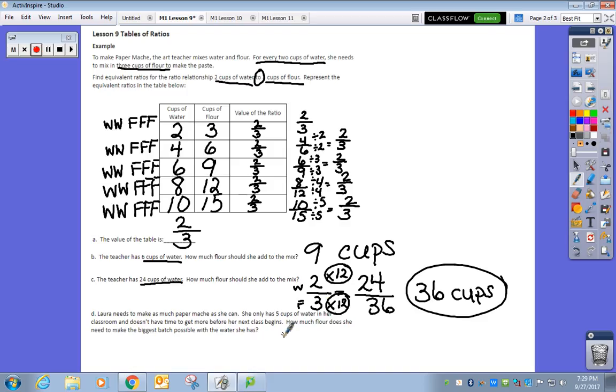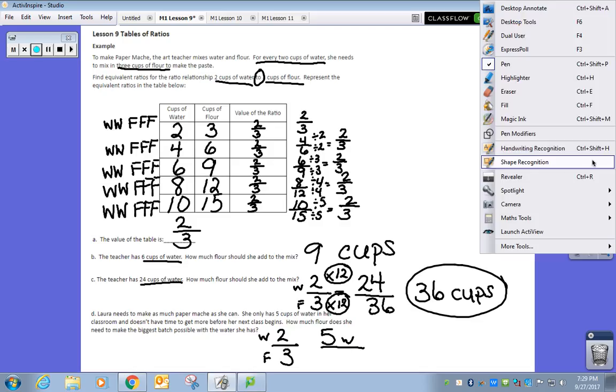The value is 2/3 water over flour, of course. We only have 5 cups of water and we're trying to make the biggest batch. So we want to use all of that 5 cups of water. So in this case, what's going to happen is we are going to end up figuring out that there's going to be a decimal involved, which is quite all right when we're doing a ratio table like this. And we're going to see this quite often.